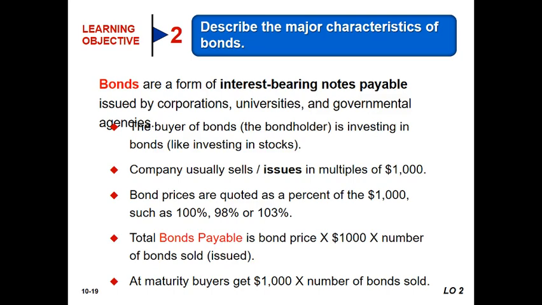Bonds are a form of interest-bearing notes payable that are issued by corporations, universities, and governmental agencies. The buyer of the bond, the person who actually purchased it, is called a bondholder. They are investing in bonds. You can invest in bonds like you do in stocks. There is an actual bond market.